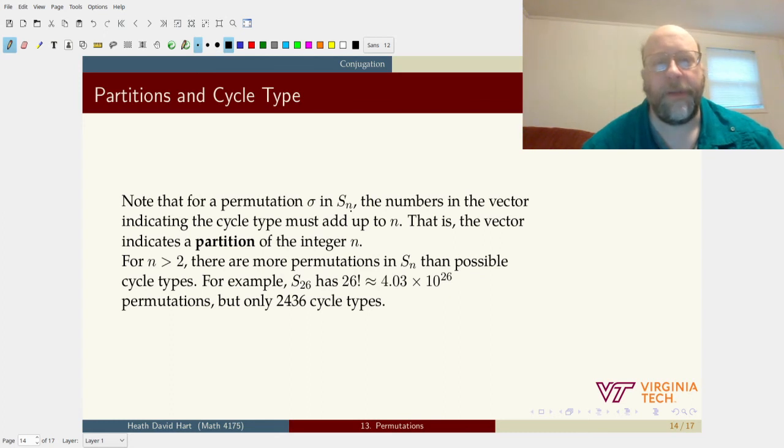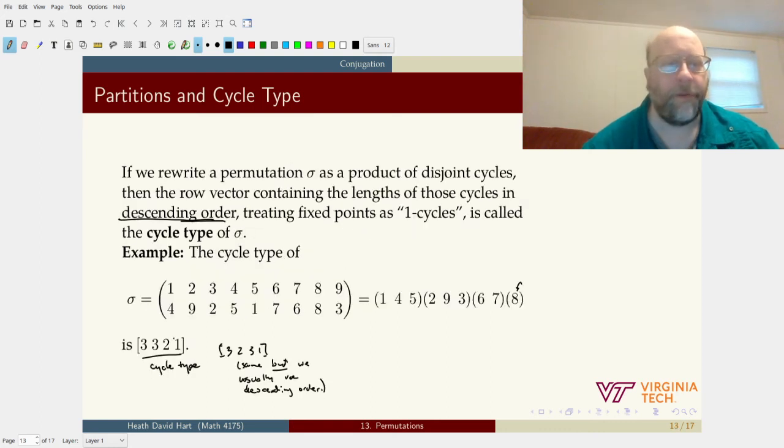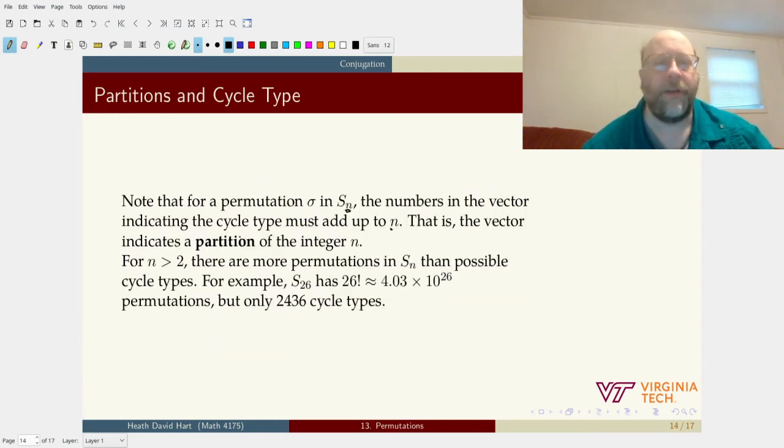For a permutation in Sn, the numbers in the cycle type have to add up to n. Let me back up here. So this is 3, 3, 2, 1. This is 6, 7, 8, 9. Well, there are 9 elements in this set here that are being permuted. I am counting the fact that I have to list the ones. So the numbers in a vector indicating cycle type must add up to n. This means we include 1 cycles in the cycle type.